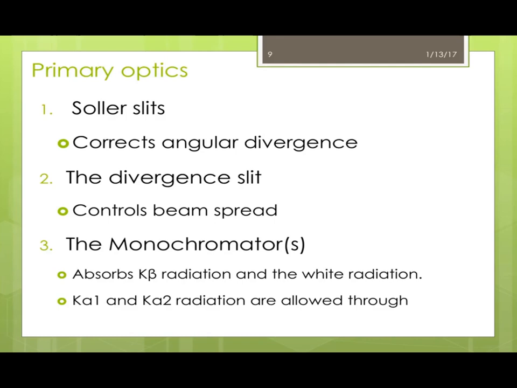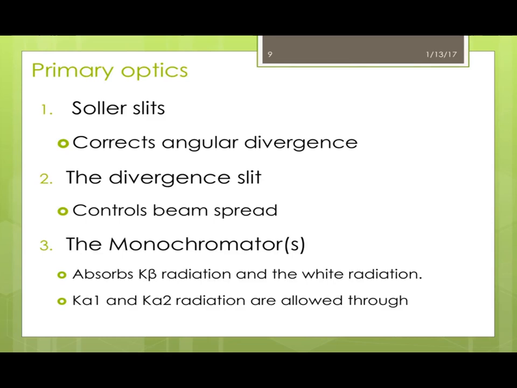This only allows K-alpha-1 and K-alpha-2 radiation to pass, and it filters out any of the white radiation or the K-beta radiation. The monochromators, much like the divergent slit, greatly increase the resolution of the data that is collected.